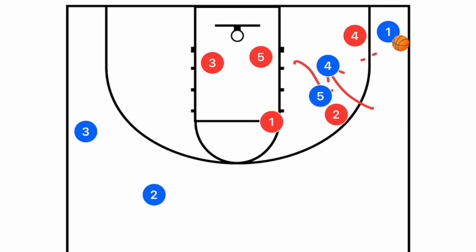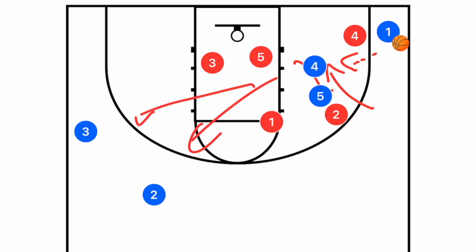We can get player 4 potentially the ball. That's going to collapse the defense. We can then kick it out to these guys. If player 4 gets that ball, it's going to collapse a lot of guys. But that's not our number one option.